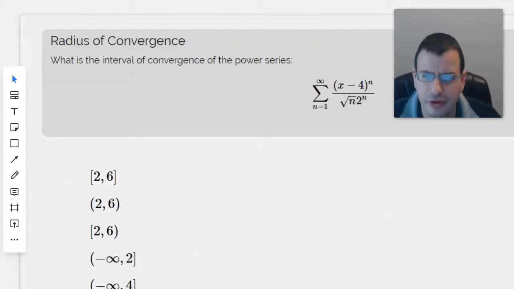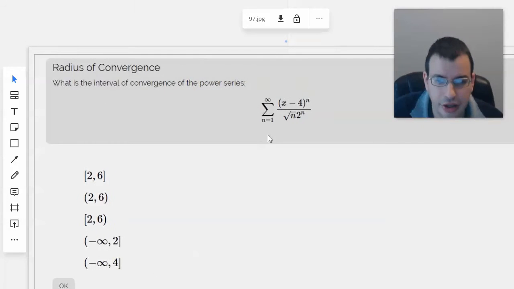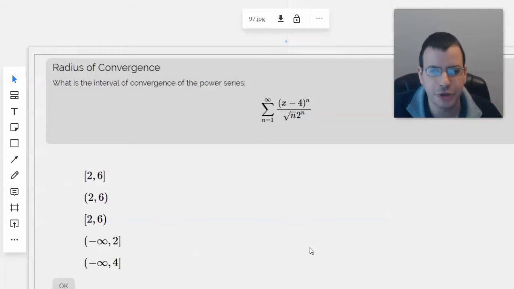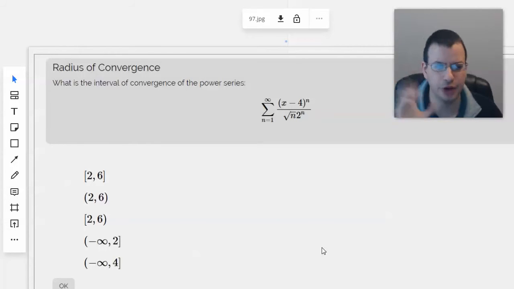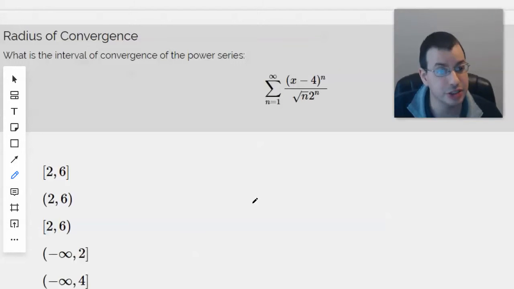What is the interval of convergence of the power series, the summation from n equals 1 to infinity of (x minus 4) to the n over the square root of n times 2 to the n? So we have two things going on here. It looks like we have a geometric series and a 1 over square root of n. The idea here is what values of x can we put in there to make this converge?